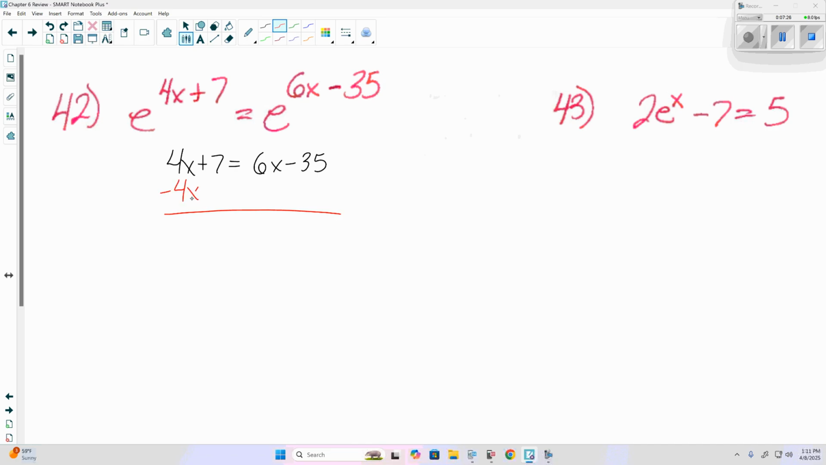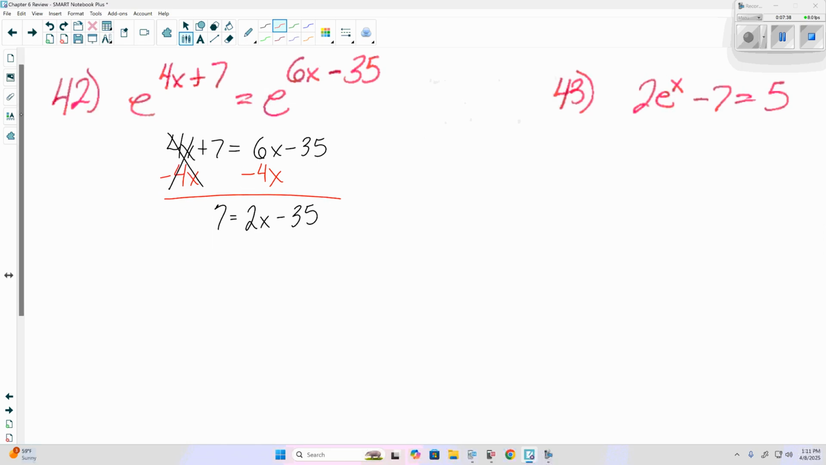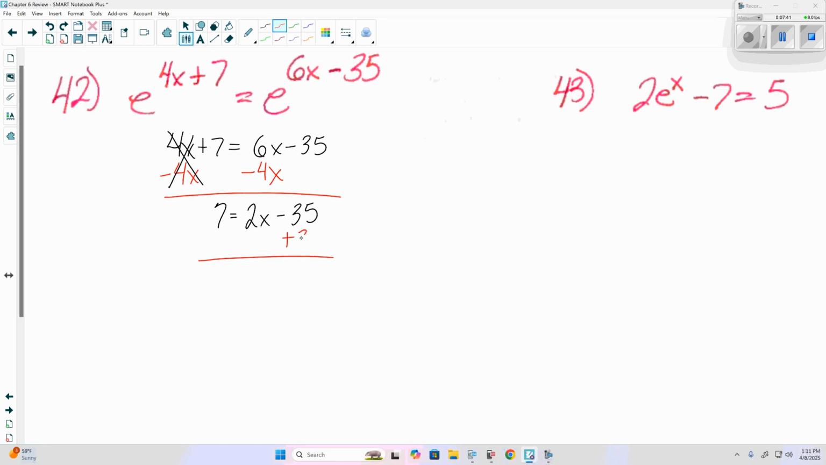At this point here, we can just solve for x. We can subtract 4x from both sides. 4x minus 4x is 0, telling us 7 is equal to 2x minus 35. We can add 35 to both sides, telling us that 2x is equal to 42. Divide both sides by 2, telling us x is 21. That's it.